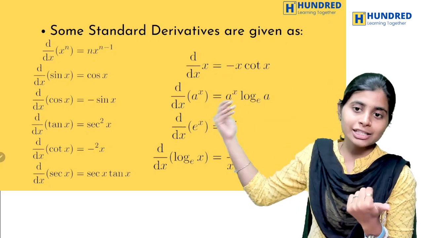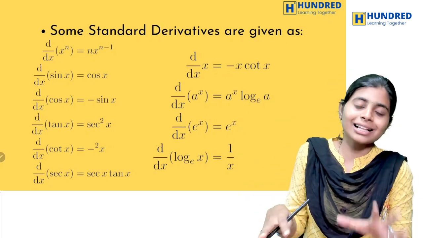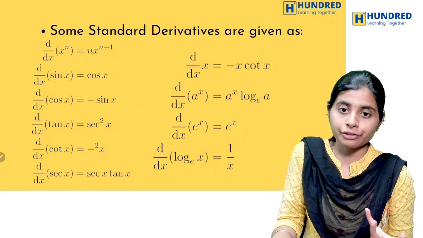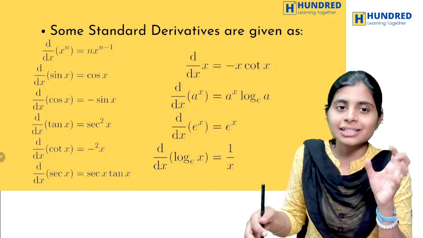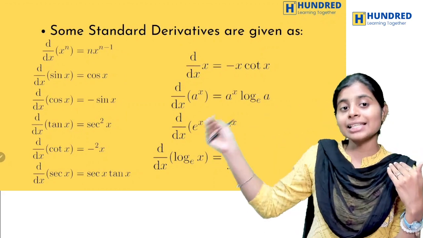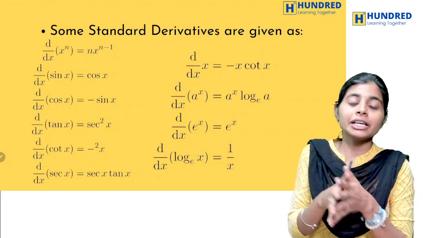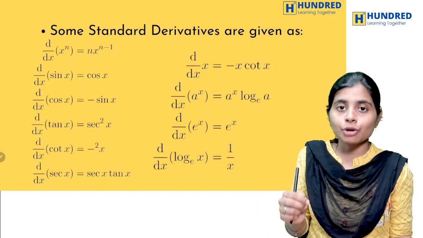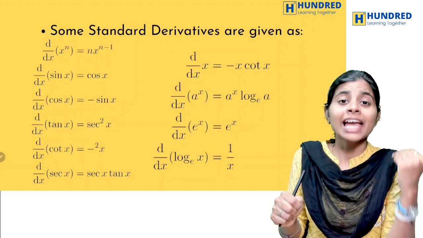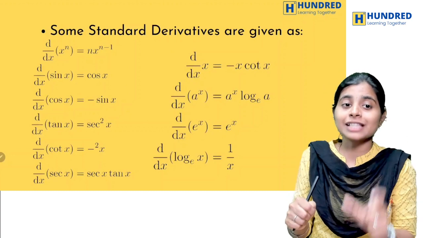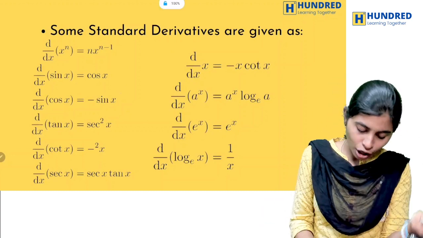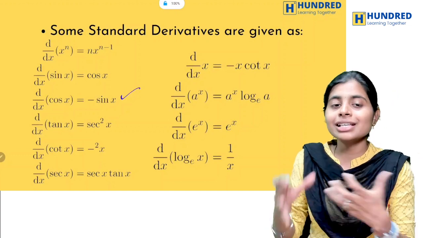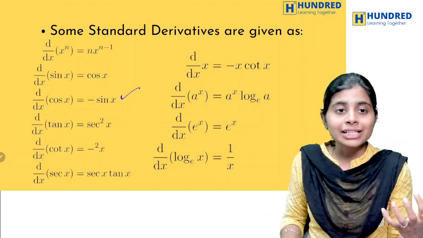So these are the differentiation formulas. Differentiation is nothing but finding a derivative, right? So one of the methods of finding a derivative is differentiation. So these are some standard formulas. D by dx of x power n is n into x power n minus 1. Then the derivative of sin x is cos x, the derivative of cos x is minus sin x. So these are some standard derivatives.